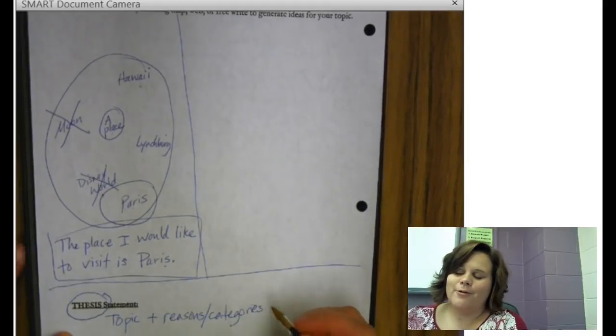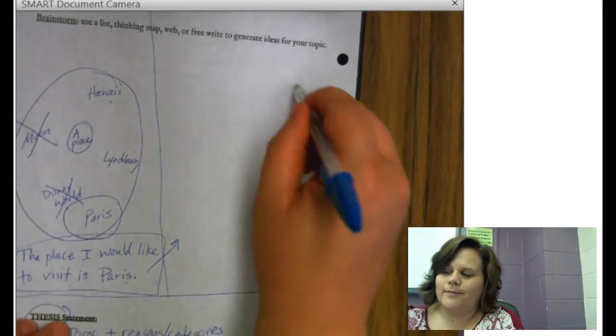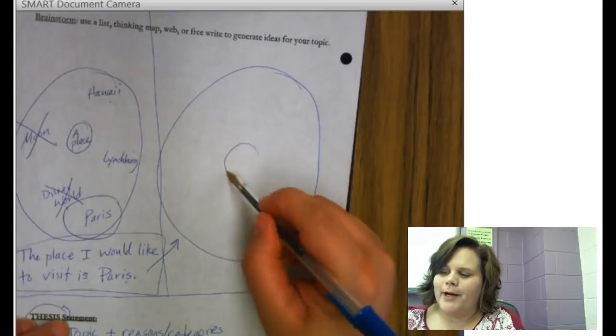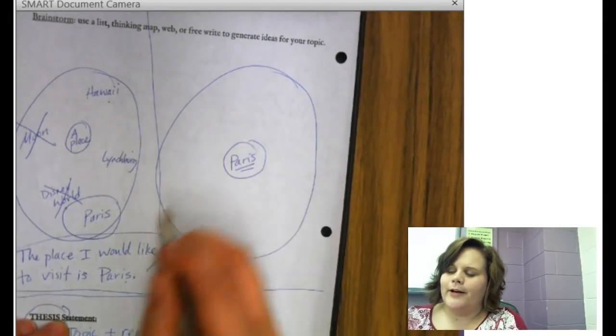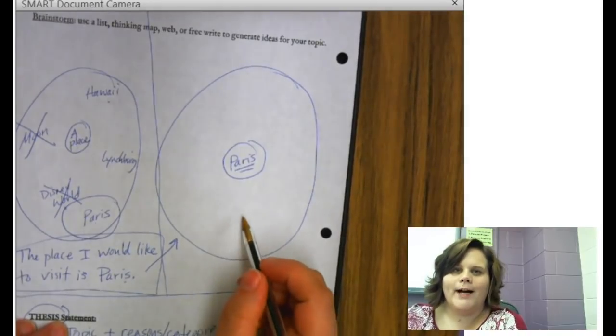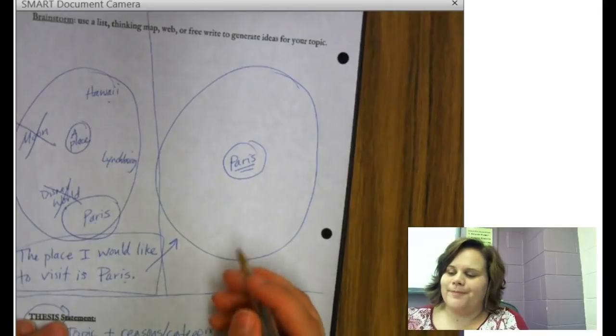So now we need some categories. Here's your second brainstorm. Now that I've decided, I'm going to write about Paris. I need to now dump out everything I could think about why I want to go to Paris, why I want to go, and what I want to do.